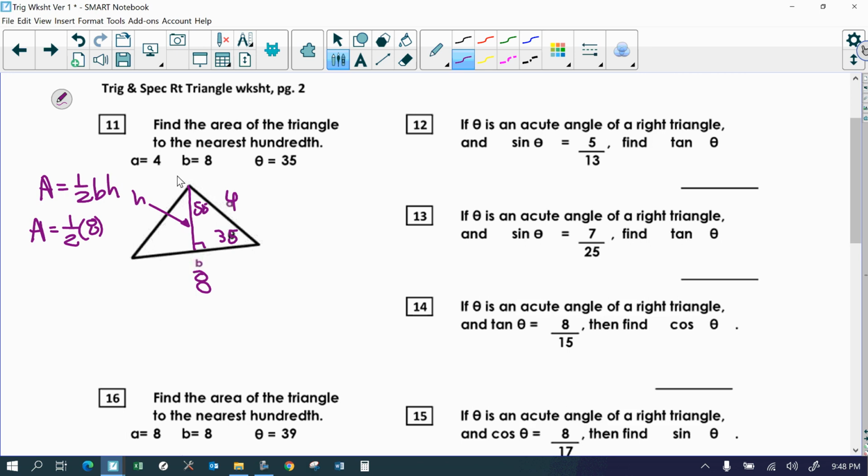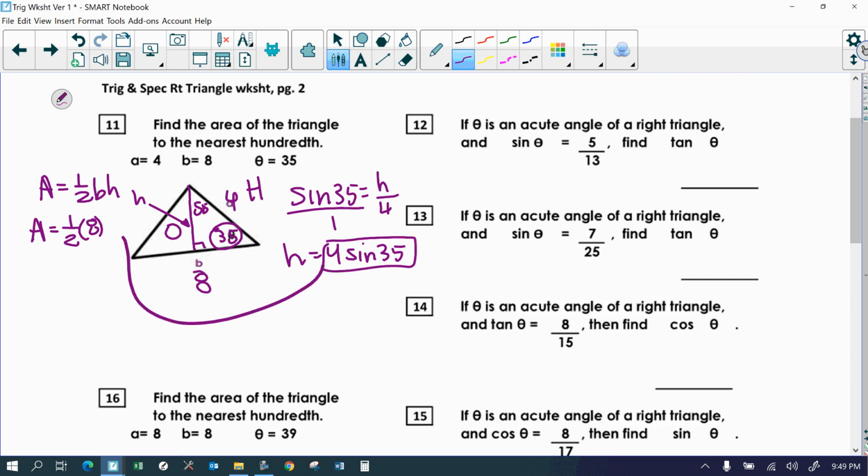So if we want to use the 35-degree angle, and that's the opposite, and that's the hypotenuse, which is sine. So the sine of 35 equals the opposite, which is the height, over the hypotenuse, which is 4. Cross multiply, I get the height equals 4 sine 35. That's the exact answer. So now I'm going to take that and plug it into the height right there. See, the height goes right there. So 4 sine 35.